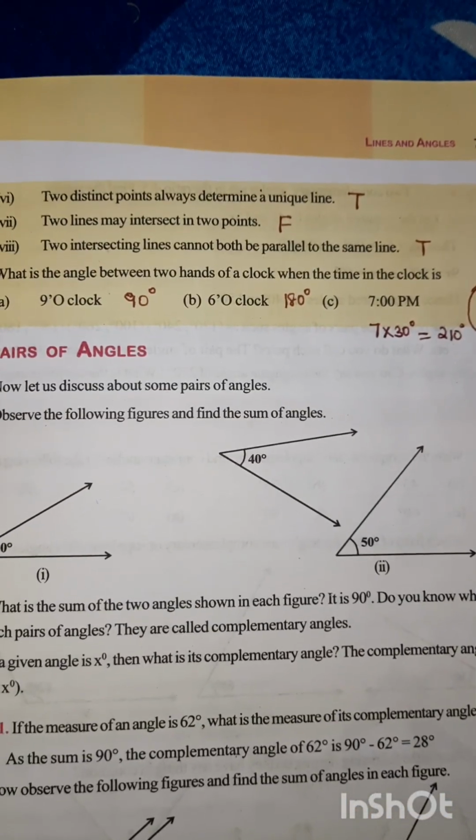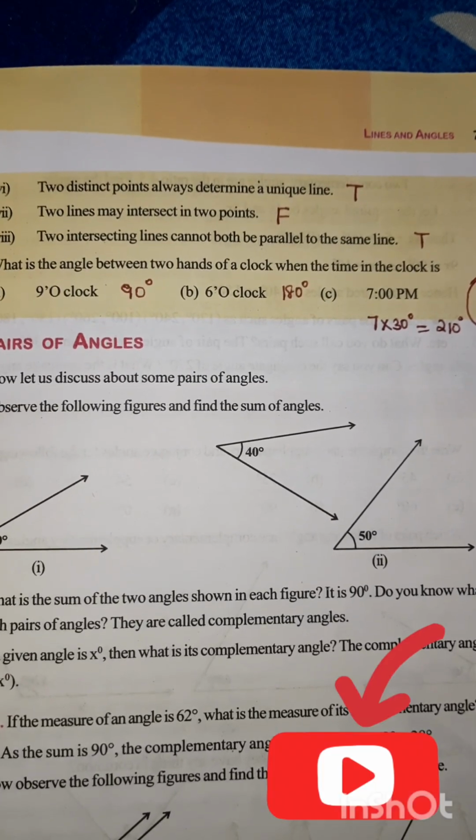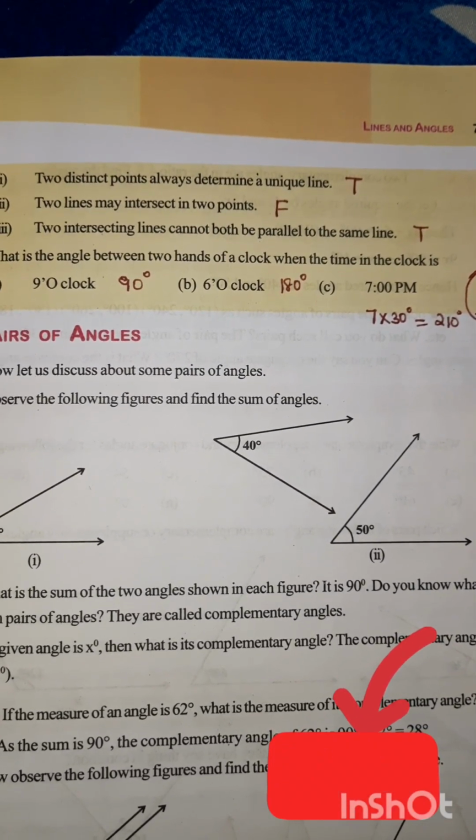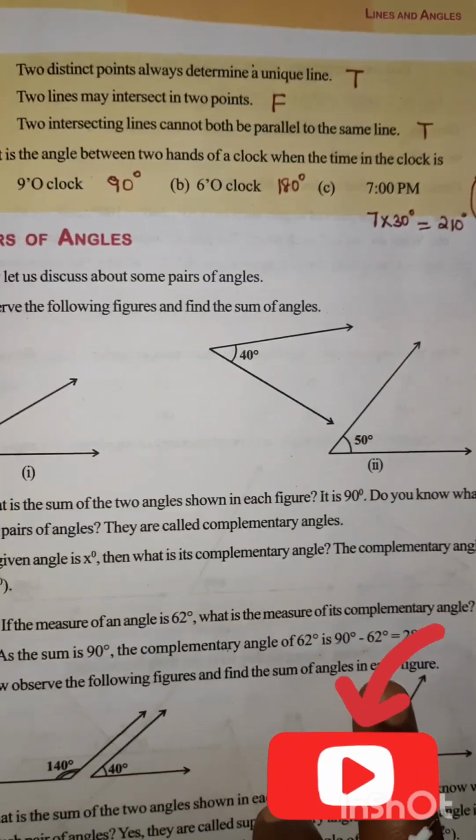At 9 o'clock, the angle will be 90 degrees. At 6 o'clock, the angle will be 180 degrees. And at 7 o'clock, the angle will be 210 degrees. So this is your exercise 4.1.